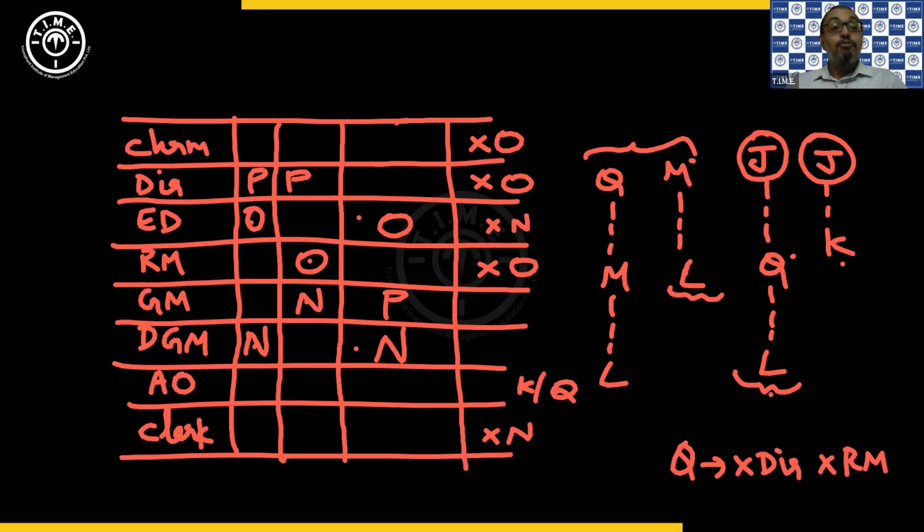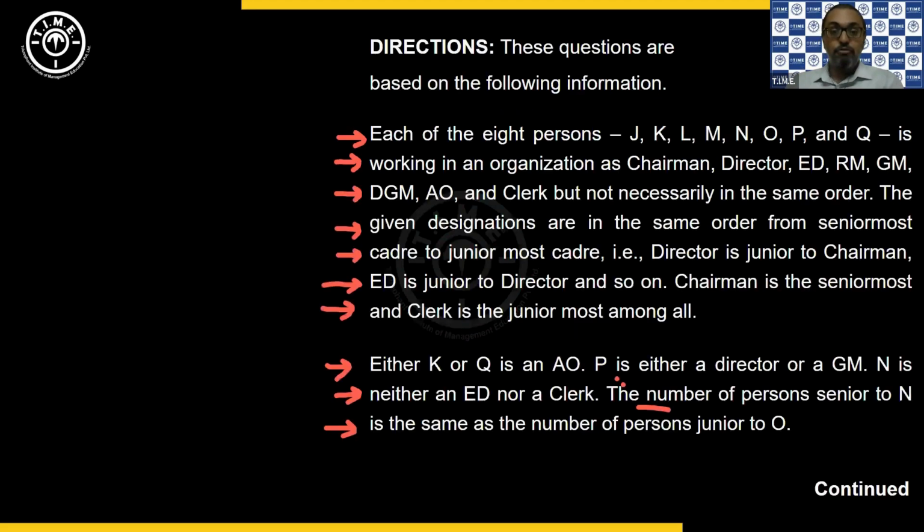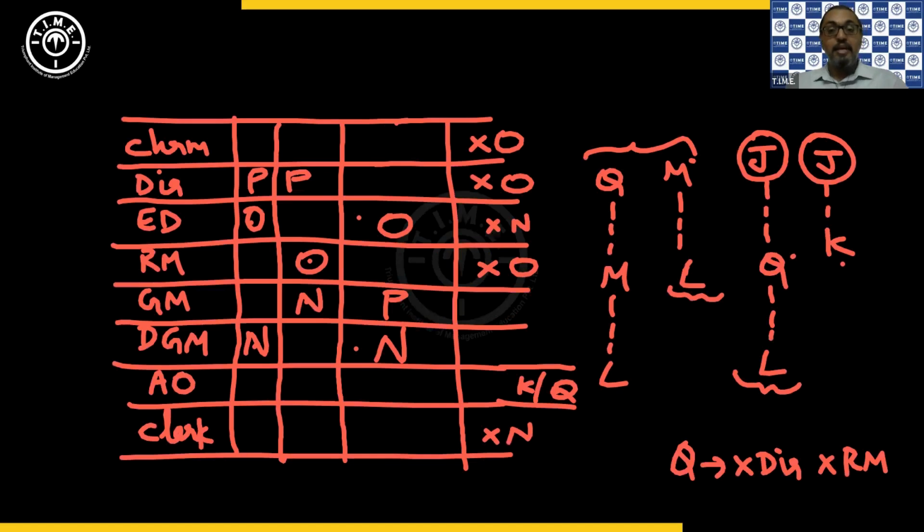Correct? Then what does that tell you? It tells you, see, in the beginning, he clearly said the first condition what we had is either K or Q is AO. Now, can I say Q can never be AO? Because below Q, you have M and L. Two people should come. So that means K has to be fixed as AO in all the cases. Are you understanding the point?